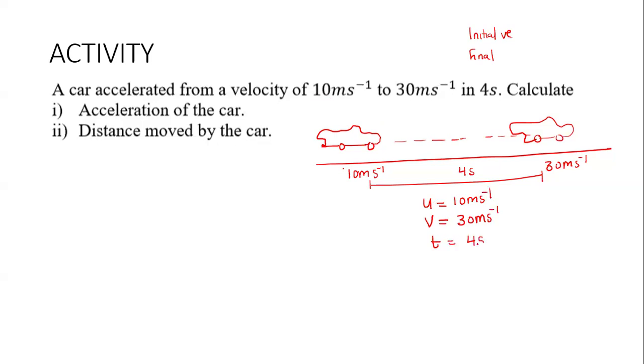It took 4 seconds. Now, in order for me to calculate acceleration, remember we said that acceleration is given by v minus u out of the time. You remember? Then we are going to substitute. Where there is v, we put 30. So I will say 30 minus the 10 out of the time, which is 4. So here we shall have 30 minus 10 is 20 out of 4, and 20 out of 4 is 5. But we have said that acceleration, the SI units, are given as meters per second squared.